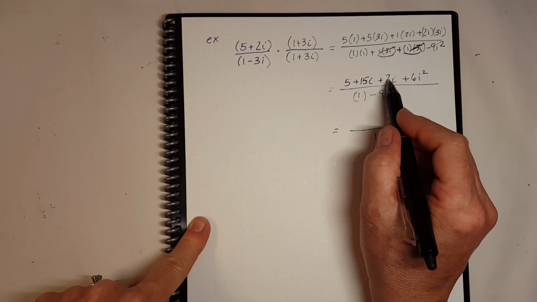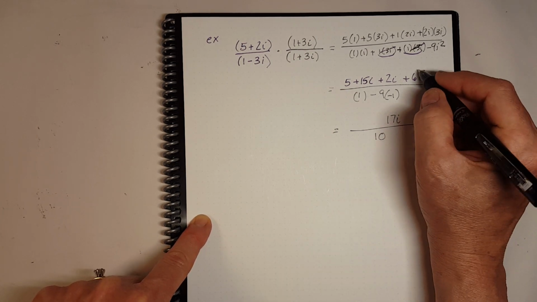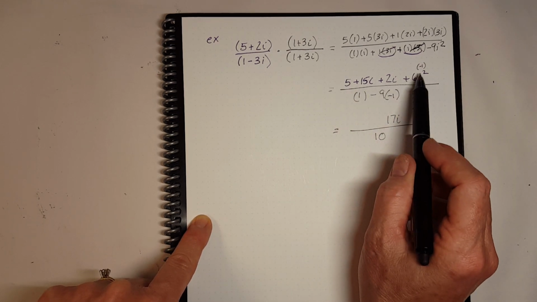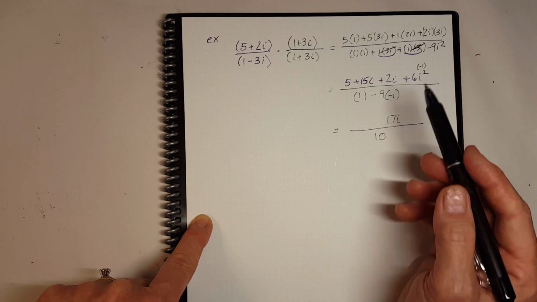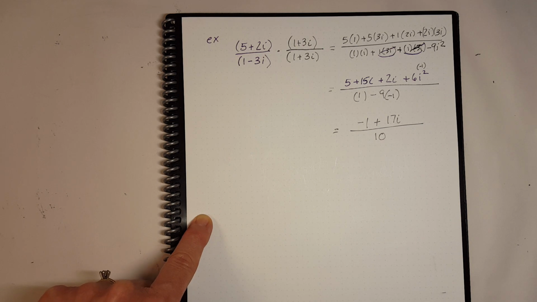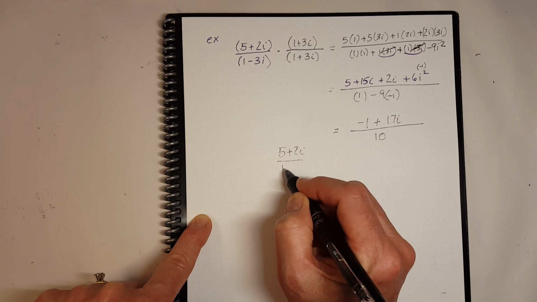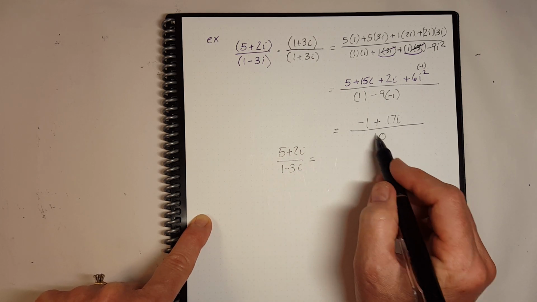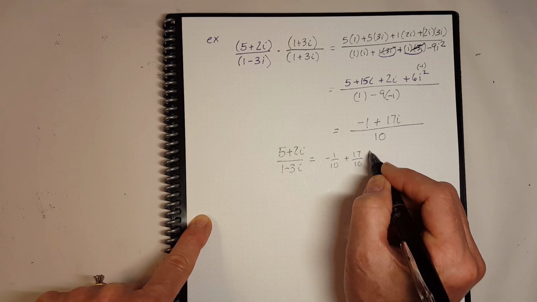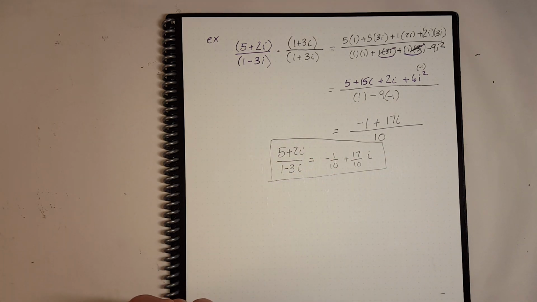Okay, and we have 15i plus 2i, well that's 17i. And I'm going to do this in one step. i squared, that's negative 1, right? So 5 plus 6 times negative 1, that becomes 5 minus 6, so that becomes negative 1 plus 17i in the numerator. And so now I know that this division, 5 plus 2i divided by 1 minus 3i, is equal to negative 1 over 10 plus 17 over 10 i. And that's how we do division with complex numbers.